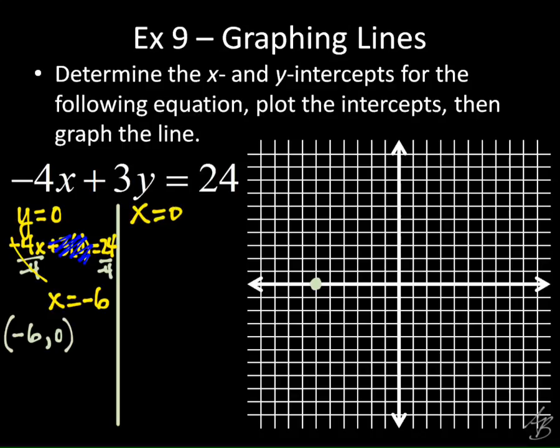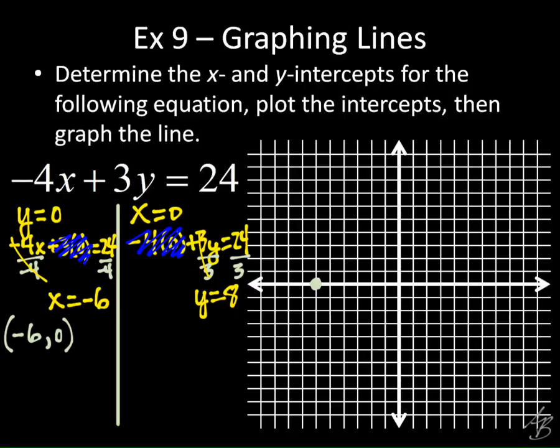So we have x equals 0. What's that equation going to look like then? Negative 4 parentheses 0 plus 3y equals 24. Okay, good. This time this part's going to go away, including that negative. So what do we do to get the y by itself? Divide by 3. And so the 3s cancel. That leaves y equals 8.